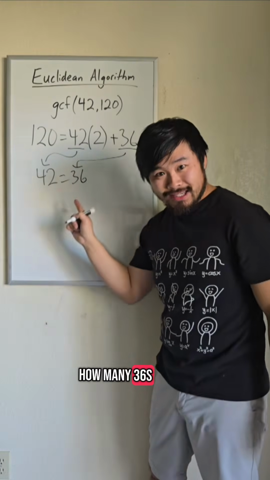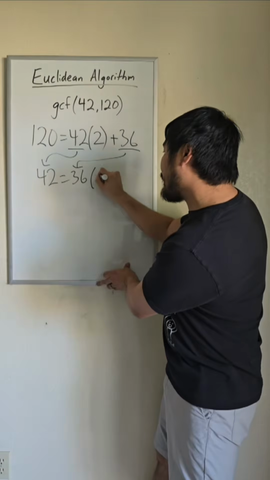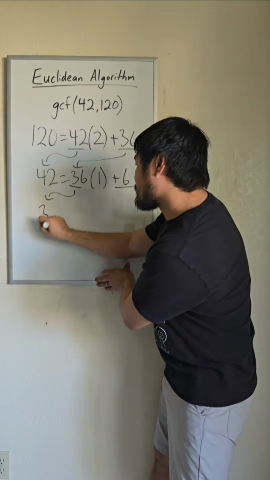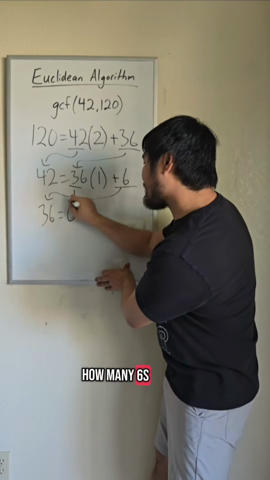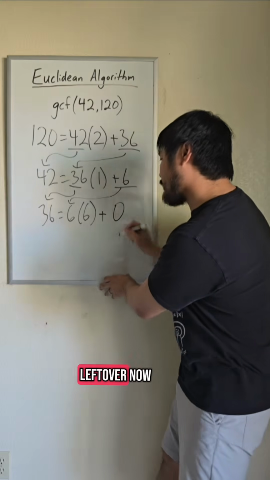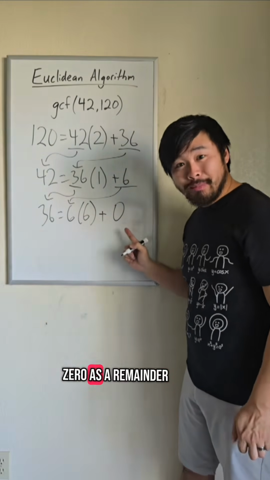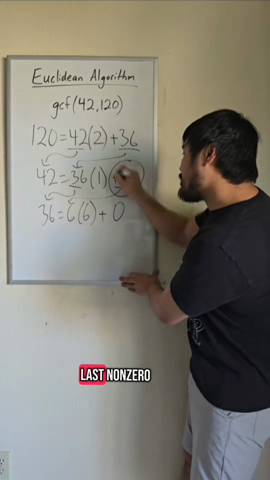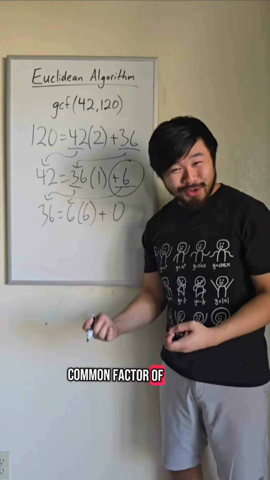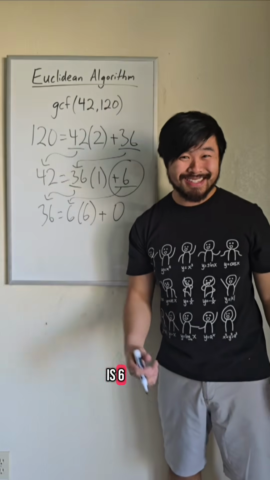How many 36s fit into 42? 1, with 6 left over. And we repeat the process. So let's see, how many 6s fit into 36? 6, with 0 left over. Now, since we have 0 as a remainder, we're done. The last non-zero remainder is our greatest common factor. So the greatest common factor of 42 and 120 is 6.